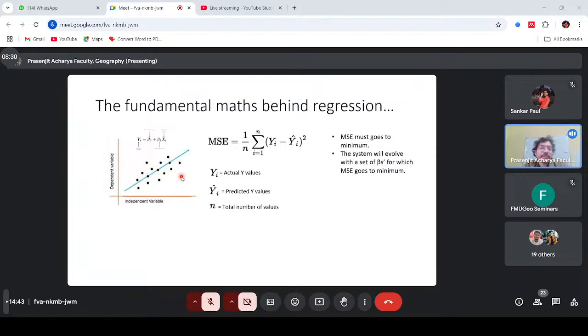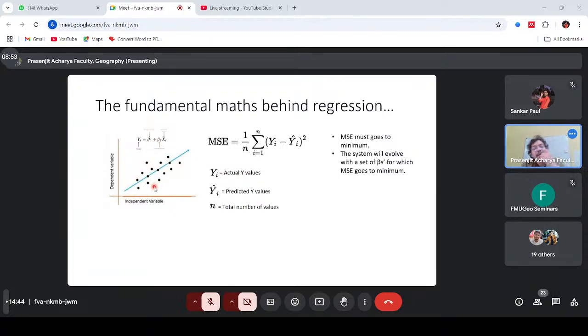In due course of minimization of that error, we have an optimal estimator, and those estimators are beta 0 and beta 1. These are the two coefficients of the linear function that is similar to y equals a plus bx. Instead of a plus bx, I just replace it with beta 0 plus beta 1x.